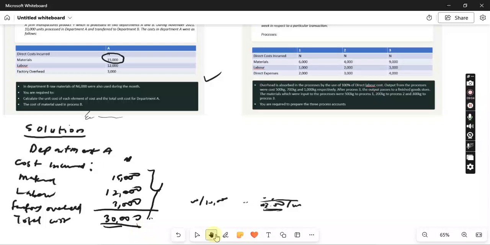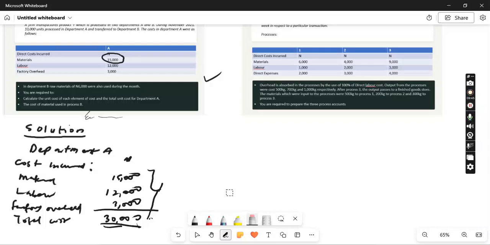So we have the processes here highlighted. For process one, we have material cost of 6,000, labor cost of 1,000, direct expenses of 2,000. Overhead is absorbed in the processes by the use of 100% of direct labor cost. Output from the processes were 500 kilogram, 700 kilogram, and 1,000 kilogram, respectively.